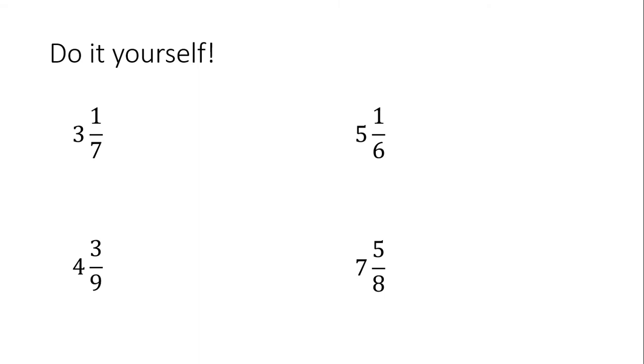Welcome back. Let's check your answers. First question in the top left, 3 and 1/7. So first step is to multiply the denominator by the whole number. 3 times 7 is 21. Then we need to add it to the numerator. 21 plus 1 is 22. So 22/7.